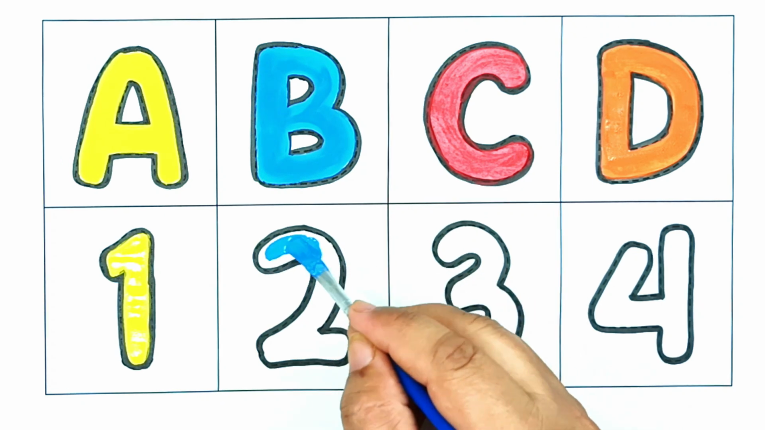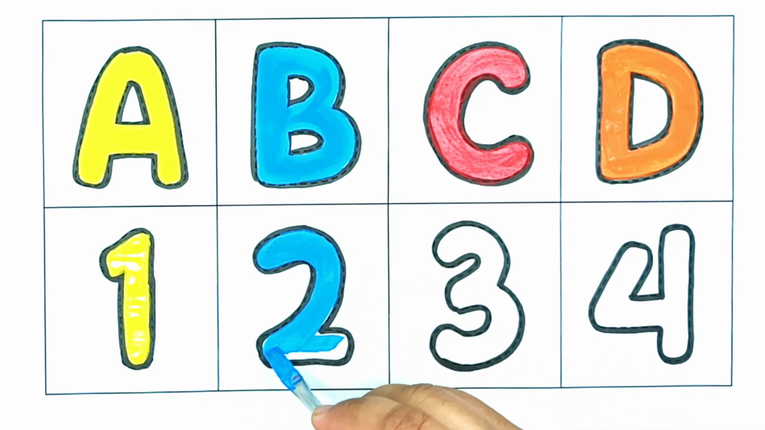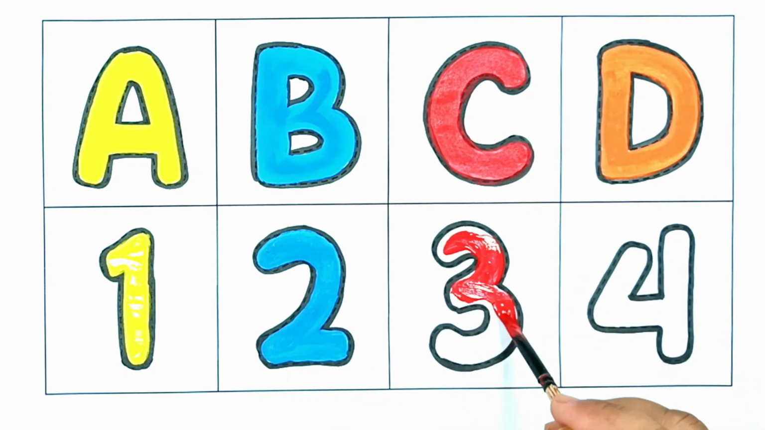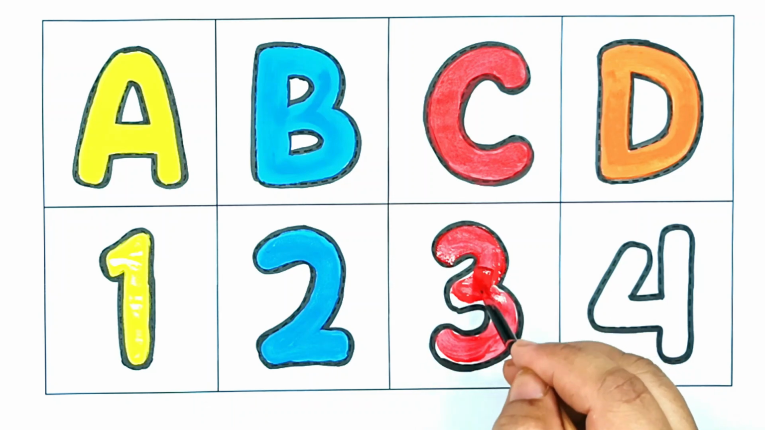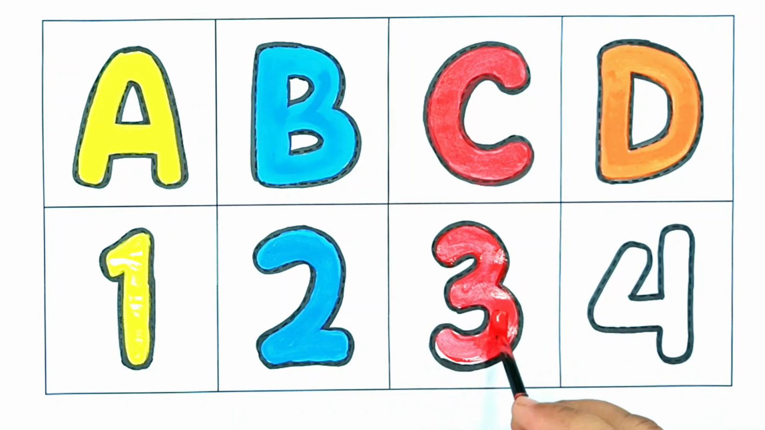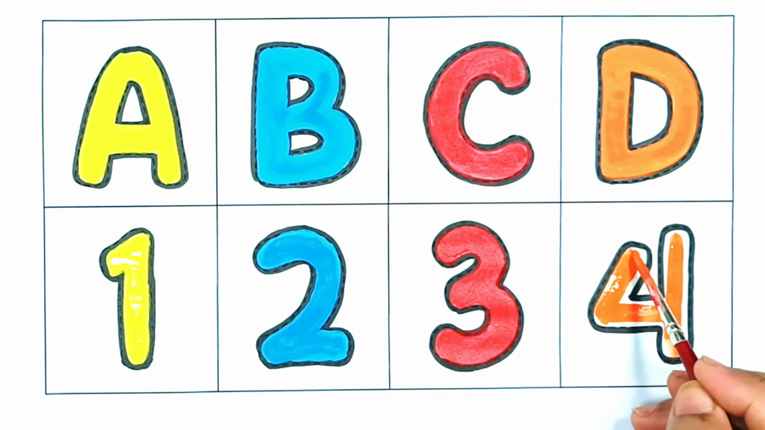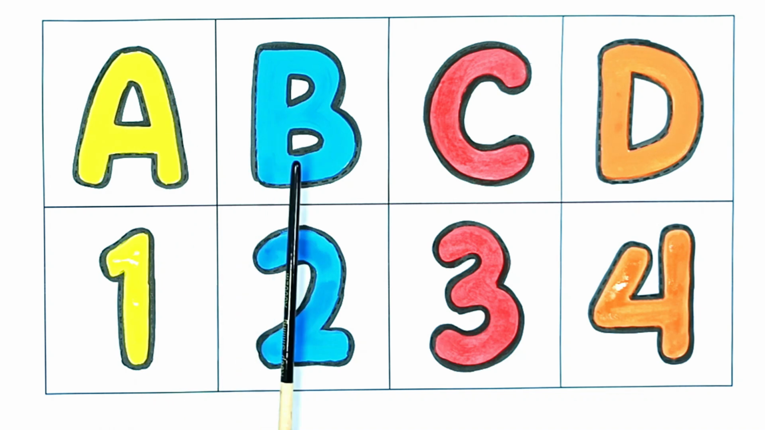One, 1. 2, 2. 3, 3. 4, 4. A, B, C, D. 1, 2, 3, 4.